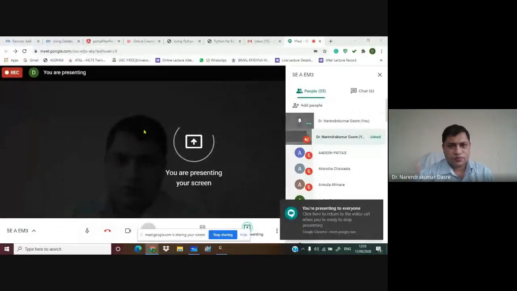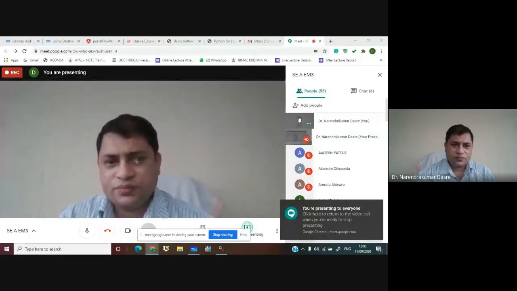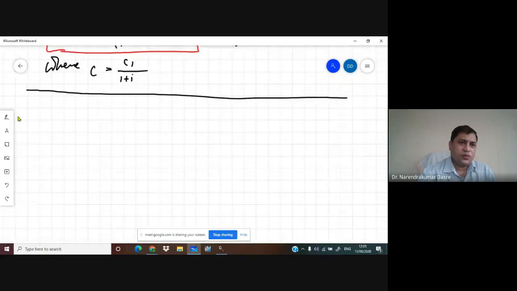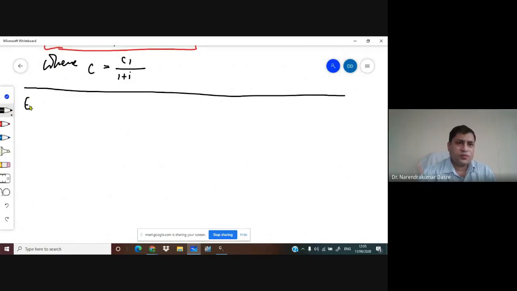plus v or u minus v is given. So this is how we have to go towards the solution of this problem, okay, using the Milne-Thompson method. So we have used the Milne-Thompson method only to find the analytic function, but here we have to be careful. The analytic function is 1 plus i into f of z.